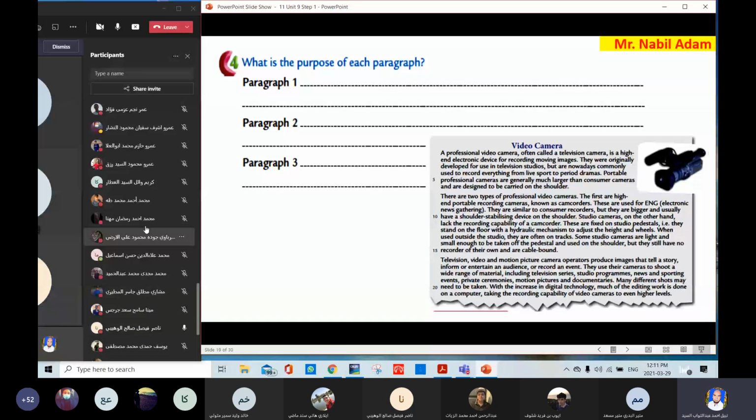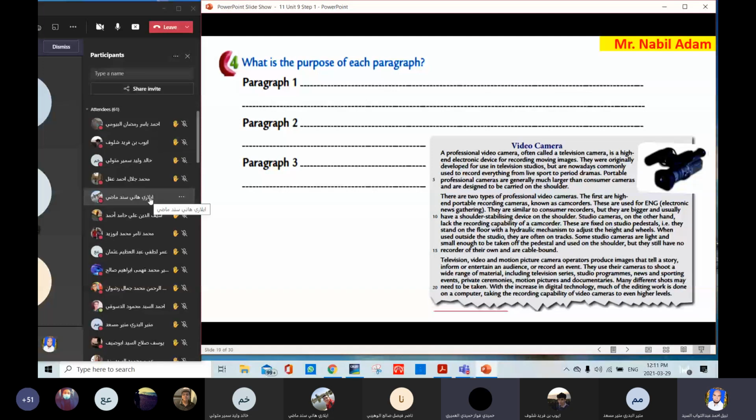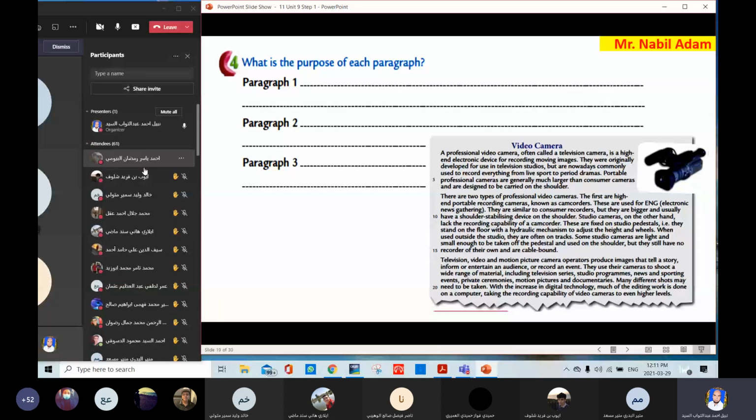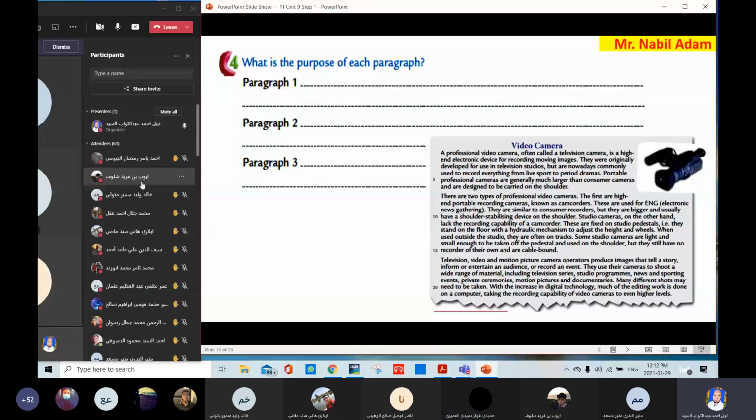Hamidi Fawaz. What's the purpose of paragraph one? Ahmed Adel Hussaini. Yes, present, teacher. Hamid Fawaz. Yes, present. What's the purpose of paragraph one? Okay, Ahmed Yasser. Yes. Number one, what's the purpose of paragraph one?